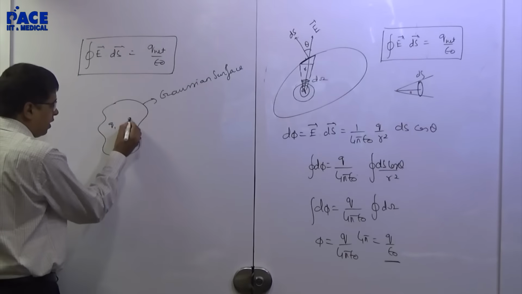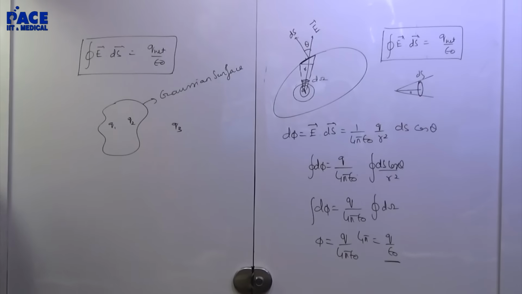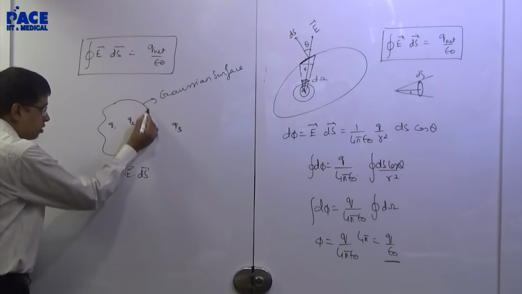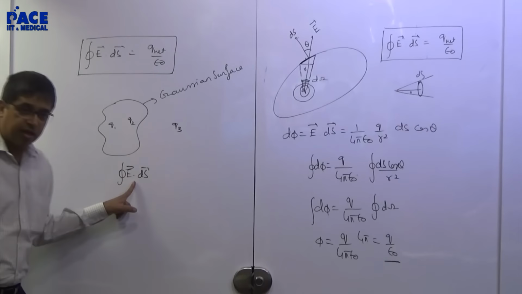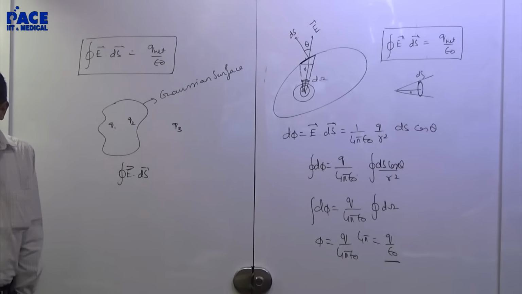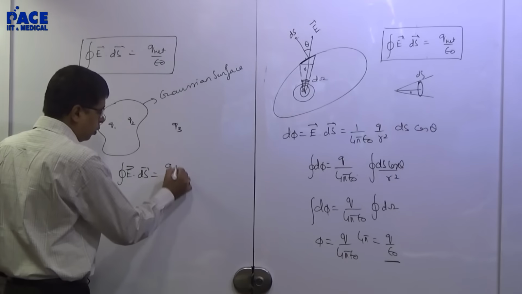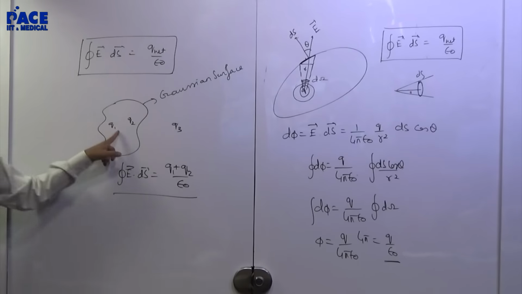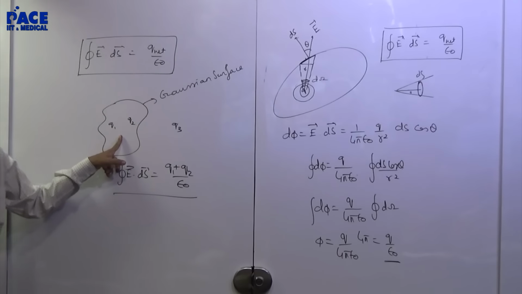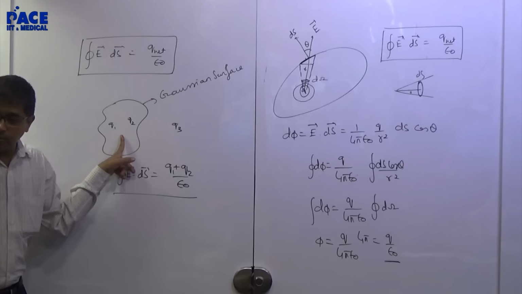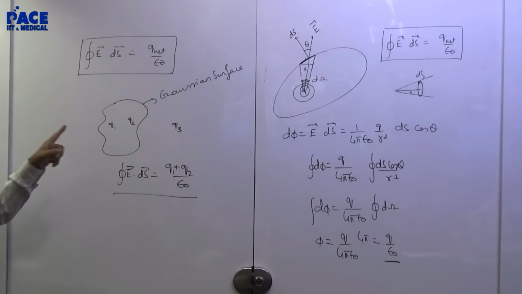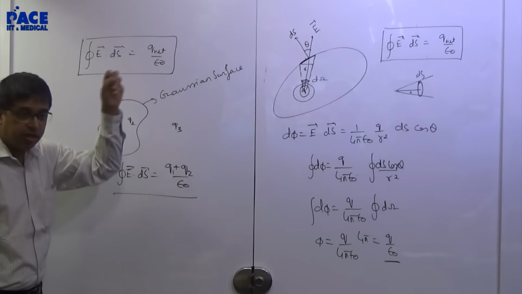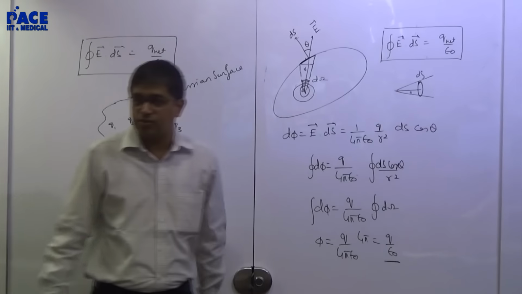If I have Q1 here, Q2 here and Q3 here, closed integral E dot ds will be the flux through this particular surface. What is integral E dot ds? It is a flux. Right? That will be equal to Q1 plus Q2 by epsilon naught. Q1 plus Q2 is the net total charge inside the Gaussian surface. Why did you not take Q3 inside this? We will not. This will be the net charge enclosed inside the Gaussian surface.